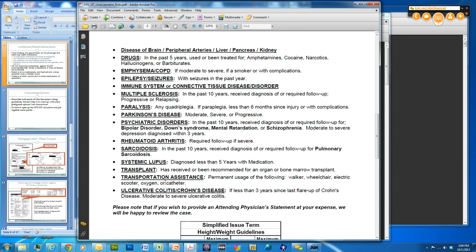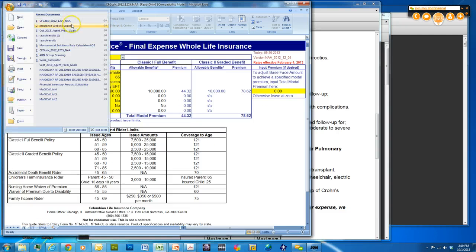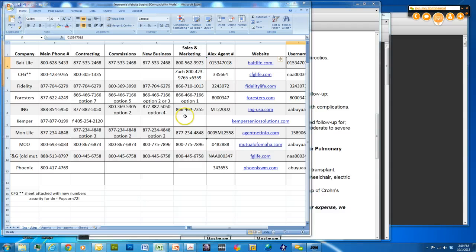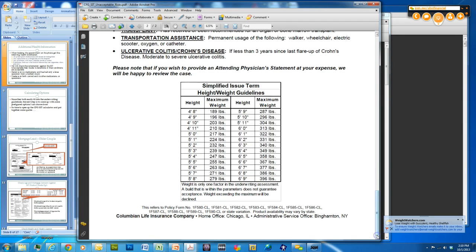Now, if you have any other questions, if you're not sure about a client, you can always call and get a risk assessment. The risk assessment number for CFG is the main phone number, 1-800-423-9765. You just call them up, tell them you're looking to get a risk assessment from an underwriter, and they'll hook you up with an underwriter. Then you just tell the underwriter everything that you know about the client: age, height and weight, smoking status, their medications, and then the underwriter will be able to give you an idea of how to deal with it.